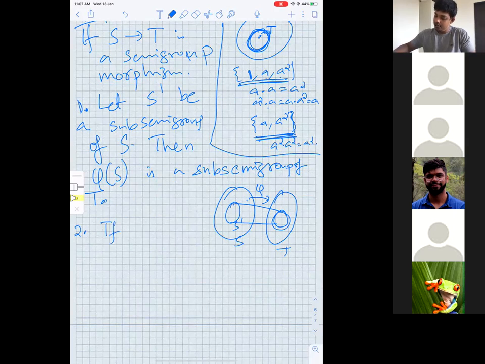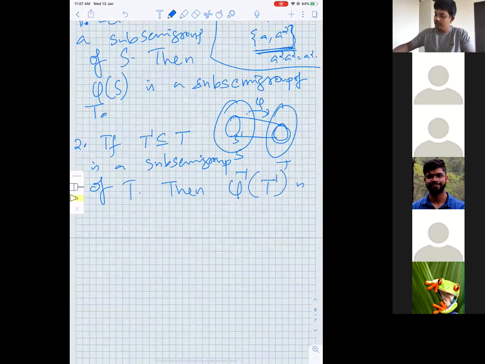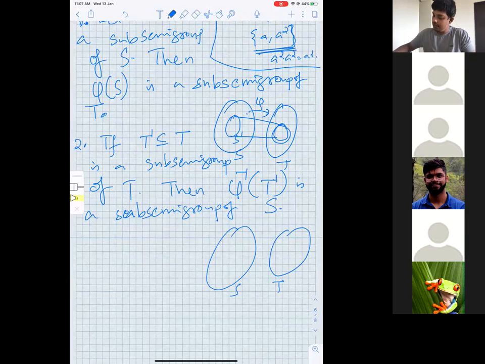Second, if T prime, a subset of T, is a subsemigroup of T, then phi inverse of T prime is a subsemigroup of S. In other words, if phi is a morphism from S to T, and T prime is a subsemigroup of T, then I look at all the elements in S which map to some element in T prime. This is what phi inverse is. Then phi inverse of T prime is a subsemigroup of S.